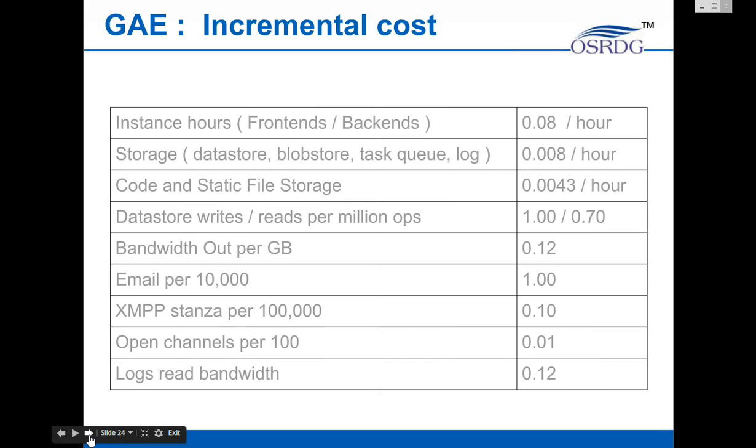Then bandwidth out per GB will be 0.12. Email per above 200 mails, you can send up to 10,000 mails for $1. XMPP stanza is again 10,000 K size, it's 0.1. Open channels. If you have an application where a lot of collaboration is happening and you try to integrate it with Google Talk, then the cost involved will be this much.